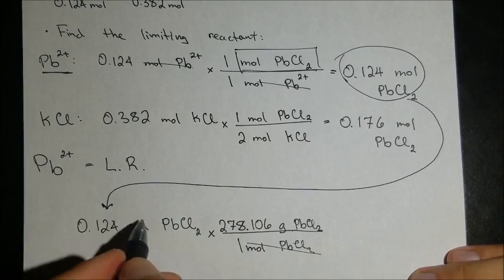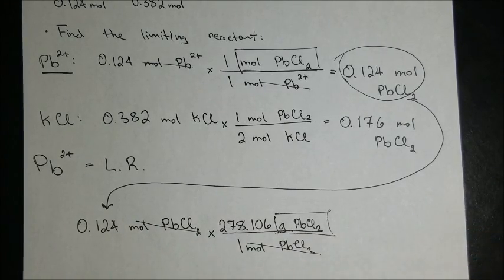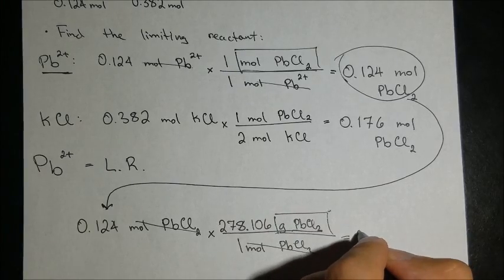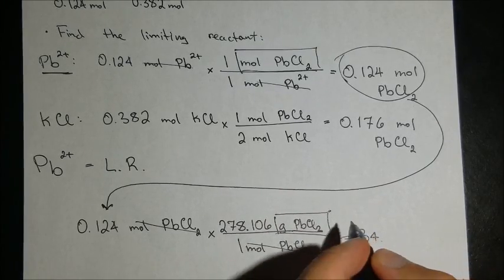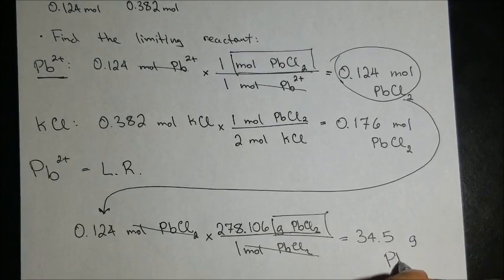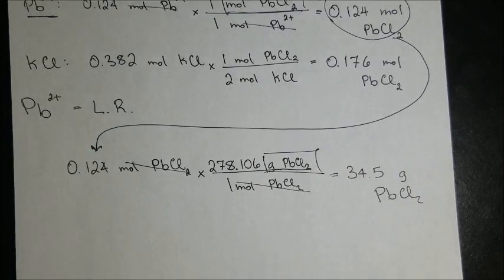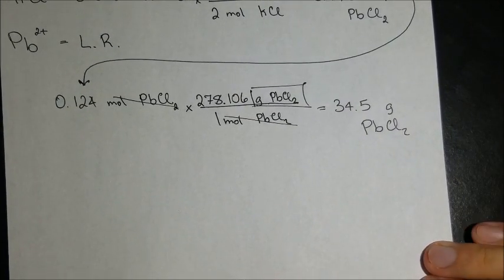Okay, so now our moles of lead 2 chloride cancel, and we are in grams of lead 2 chloride. This gives us 34, I'll just round, I'll say 34.5 grams of lead 2 chloride. So what do we do with this number?